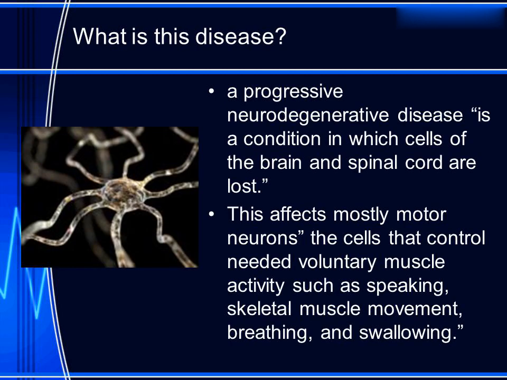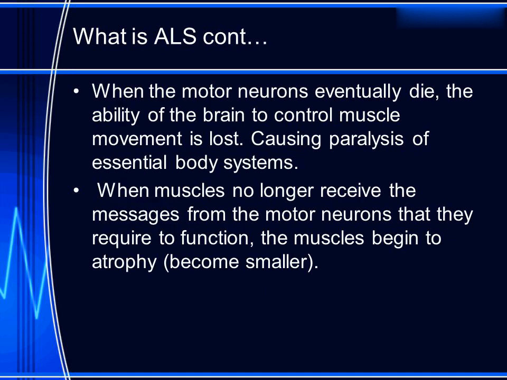What is this disease? A progressive neurodegenerative disease is a condition in which cells of the brain and spinal cord are lost. This affects mostly motor neurons, the cells that control needed voluntary muscle activity such as speaking, skeletal muscle movement, breathing, and swallowing. What is ALS? When the motor neurons eventually die, the ability of the brain to control muscle movement is lost, causing paralysis of essential body systems. When muscles no longer receive the messages from the motor neurons that they require to function, the muscles begin to atrophy, become smaller.